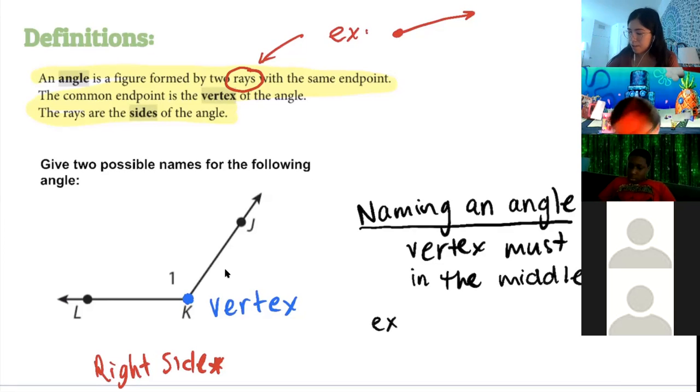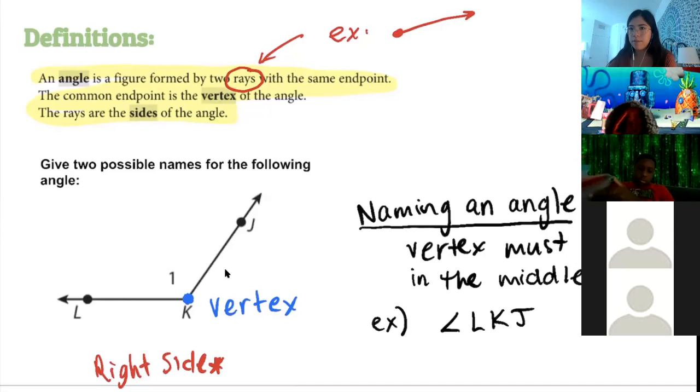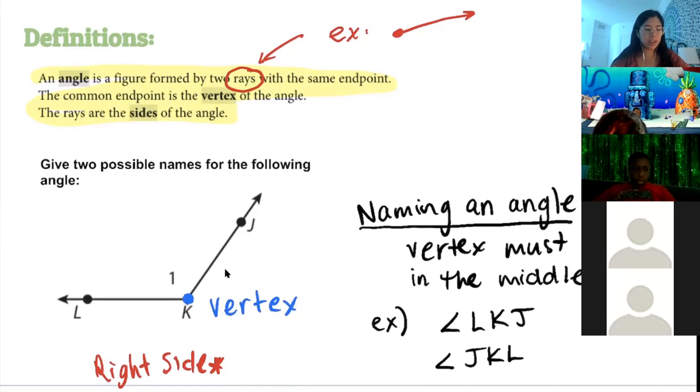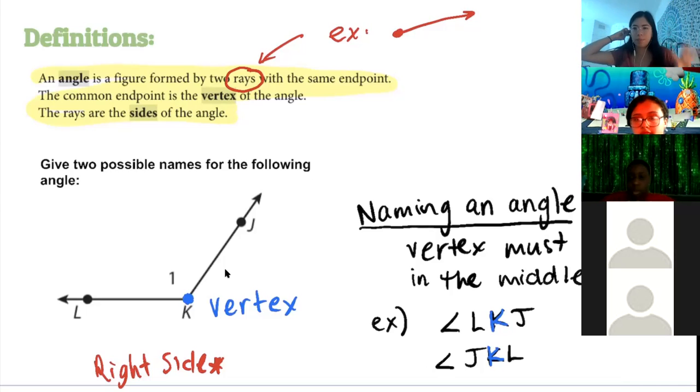So here's the two examples for this particular angle. I can name it angle LKJ, or I can name it angle JKL. But notice, no matter which way I do it, the K is always in the middle because that's the vertex. I have a question. Yes. Why is there a 1 right there next to the K, above the K? Good question. I believe that's just there because when I took a screenshot of this picture, there were a couple different ones, and then this was just number 1. The other one was number 2, and then number 3, and then number 4. Oh, okay. So you can basically ignore that.